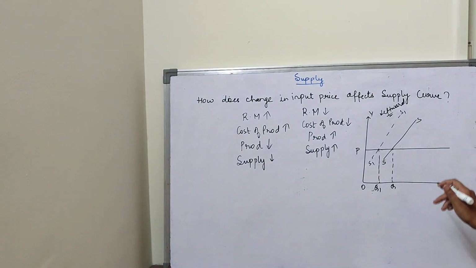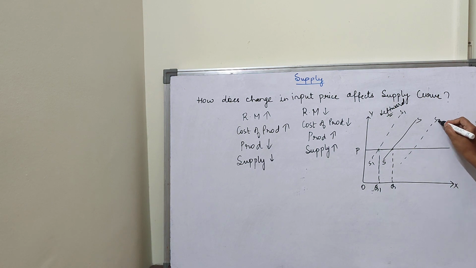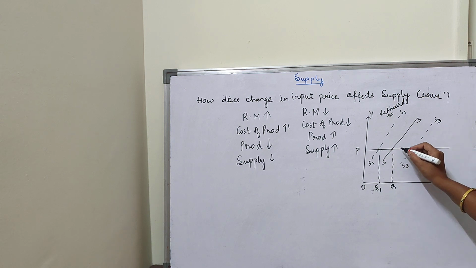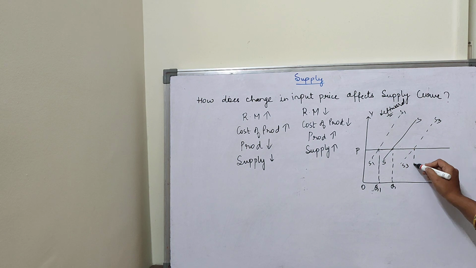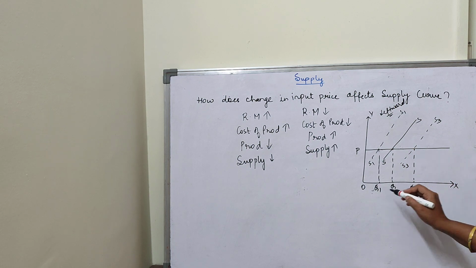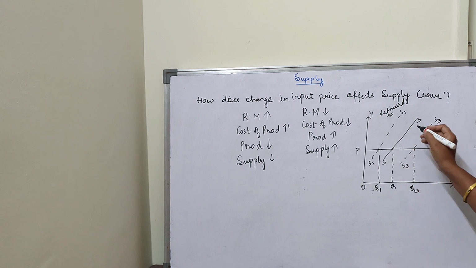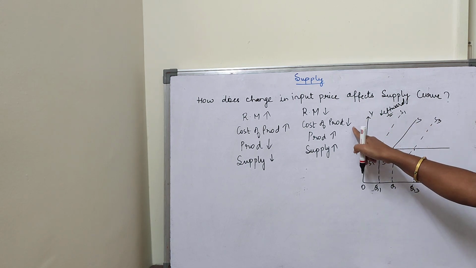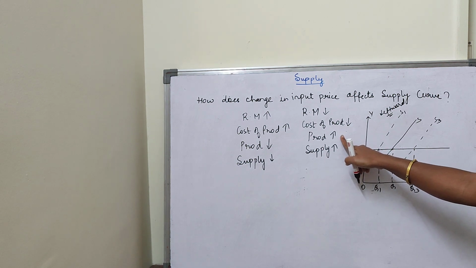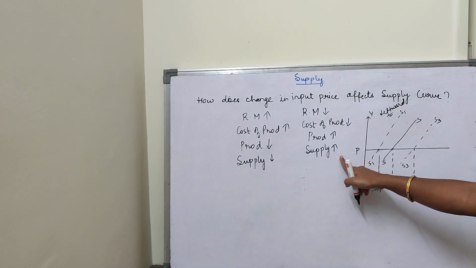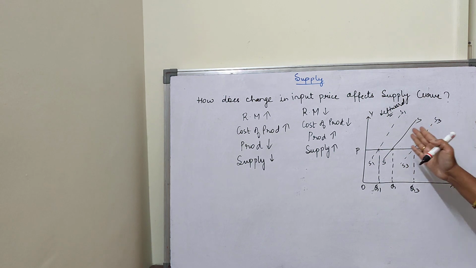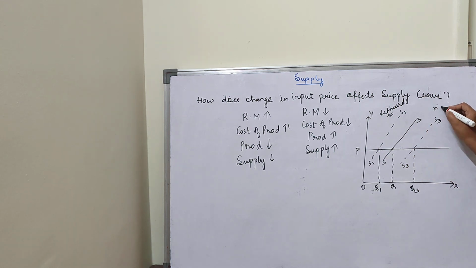Now when the price of raw material falls, my supply will increase because production is increasing. So my whole supply curve will shift to the right. This is S3. My quantity supplied is OQ3. Initial OP is the price and OQ is the quantity supplied. When the price of raw material falls, it leads to a fall in the cost of production, thereby production increases, supply also increases. So my whole curve will shift to the right. That means the rightward shift.